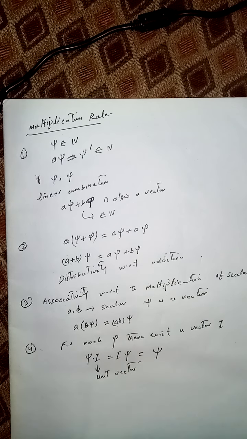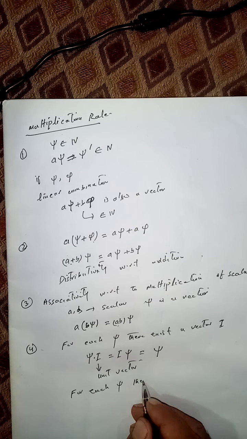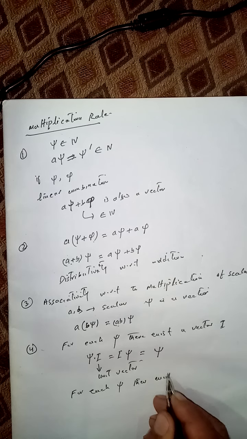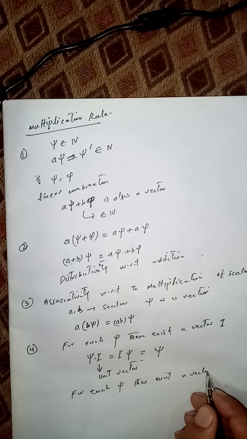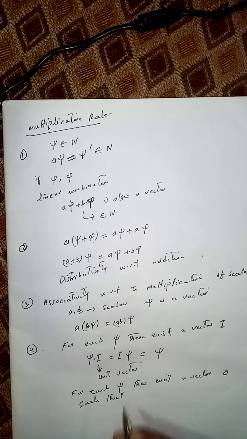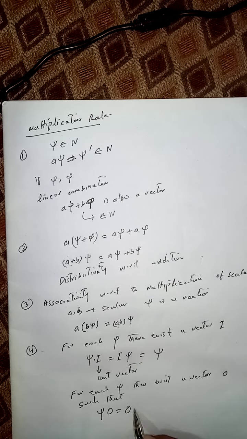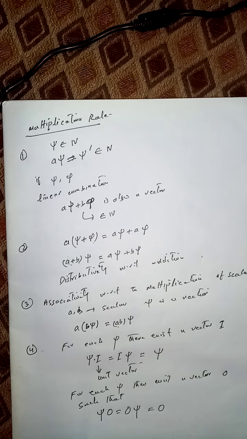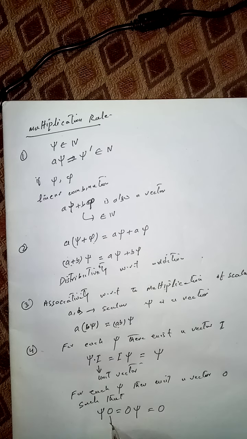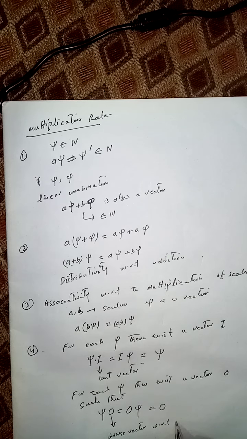Similarly, for each psi there exists a vector O such that if we multiply psi with this O or O with psi, we always get the vector O. This vector O is called the inverse vector with respect to multiplication.